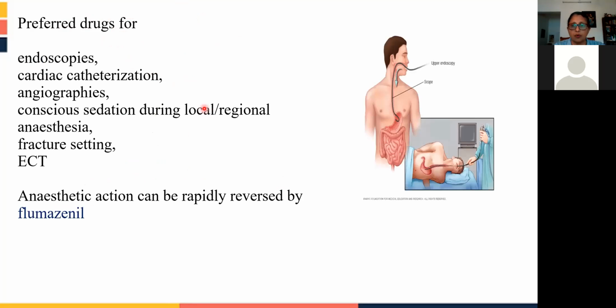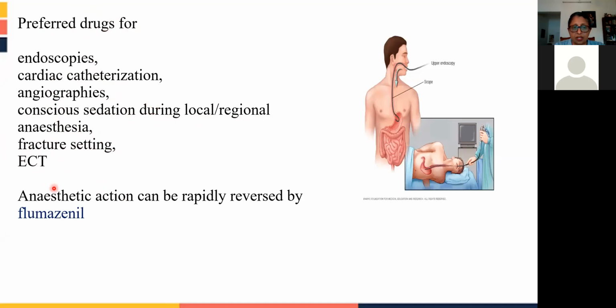Now, these drugs, diazepam or the benzodiazepines, are used for small interventions. Like endoscopy, then cardiac catheterization, angiography. Conscious sedation during local or regional anesthesia, I'll come to that. Then fracture setting: if there is a fracture, for setting the fracture and applying the cast, for sedating the patient we can use benzodiazepine. And electroconvulsive therapy, the shock treatment in psychiatry. So for these short interventions, we can use benzodiazepine.